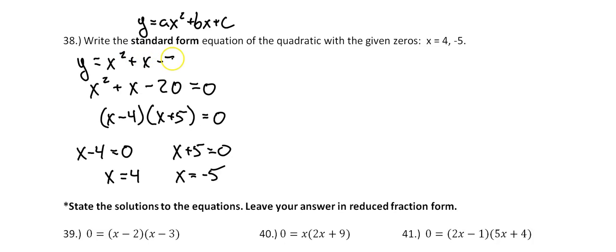plus x minus 20. And see, now to find the x-intercepts, you would plug a 0 in for y, and then you'd solve by factoring. We're just working backwards. So if I give you two solutions, just rewrite them as factors, multiply those factors out, and you have your equation of the parabola in standard form. Okay?